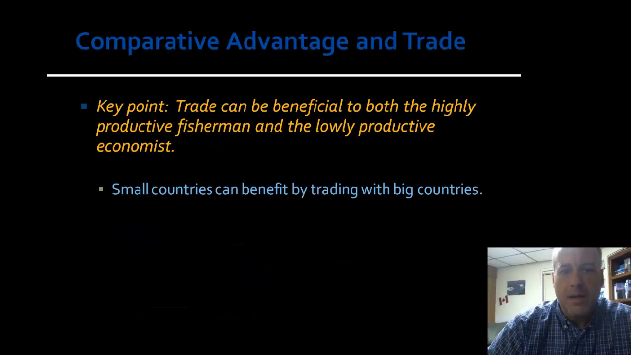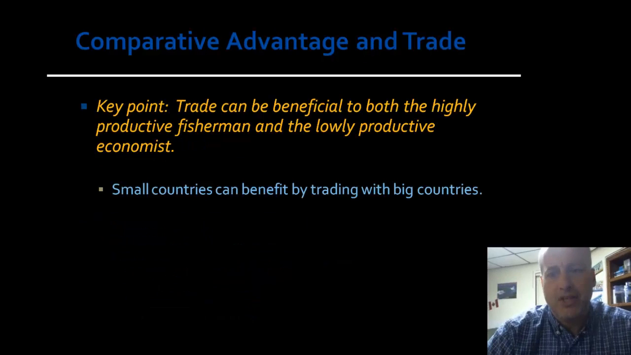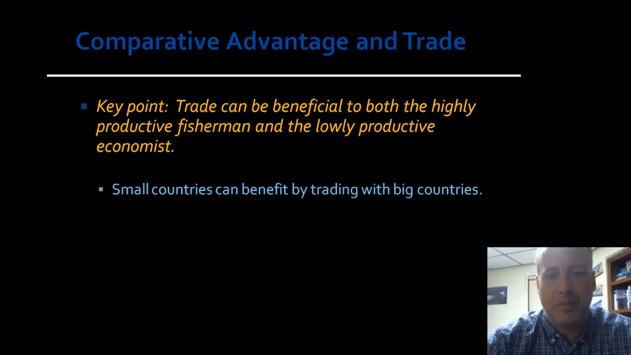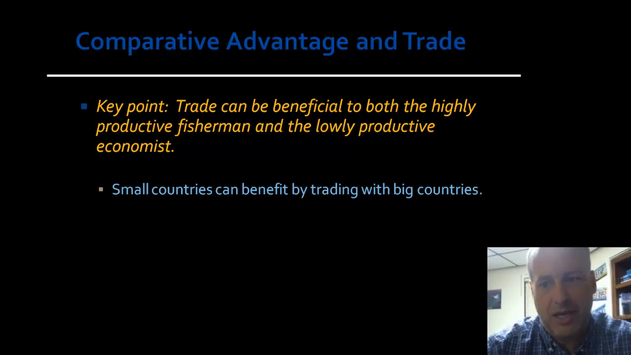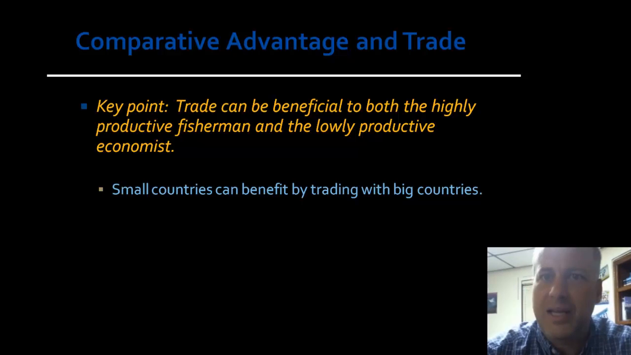The key point here is that trade can be beneficial to both the highly productive fisherman and the lowly productive economist. So what we say here is that small countries can benefit with big countries, as a way to extend this to thinking about things like international trade. That trade has the capacity and the potential to make both sides better off.